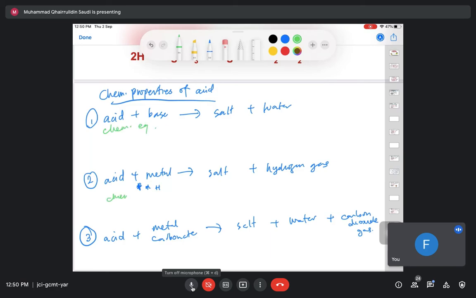Chemical equation. Balance chemical equation. You should know that water's formula is H2O, hydrogen gas is H2, and carbon dioxide gas is CO2. So, what else do you need to find?